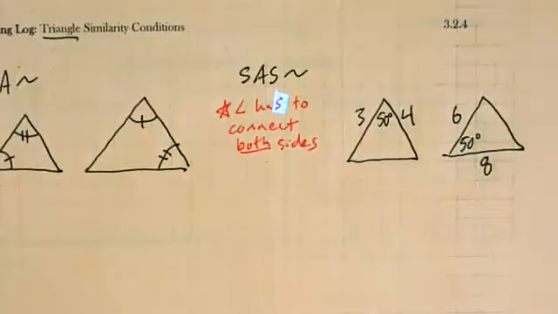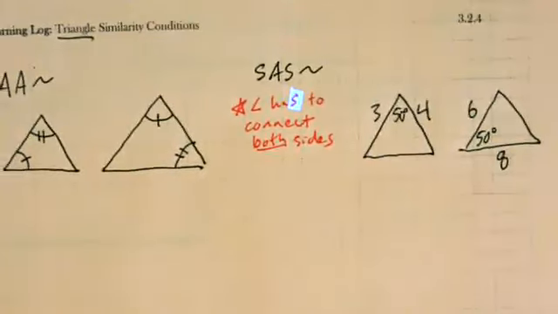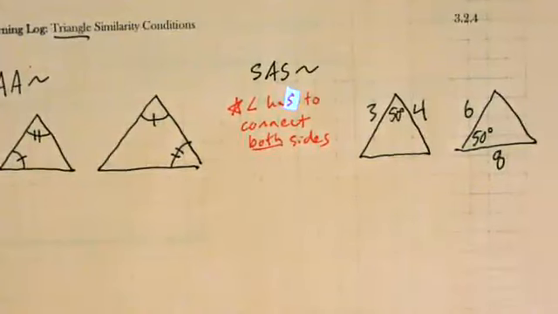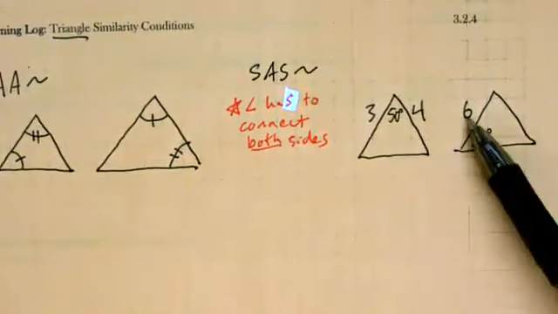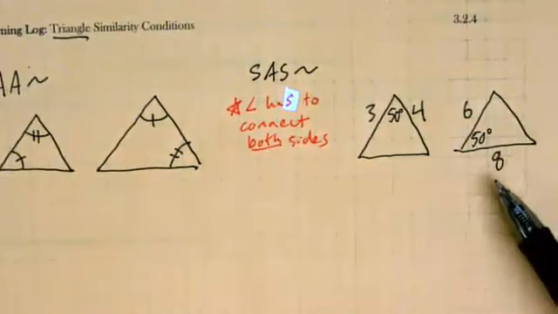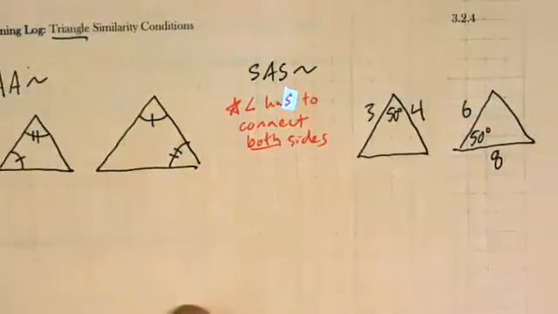I want to give you one more similarity condition. Question first. So the question is, are the numbers backwards? Do you want the 8 to be here and the 6 to be here? That would also work. It doesn't matter, as long as the sides are both touching the angle, and I can show that they're in proportion. So I can make 2 fractions that are the same.